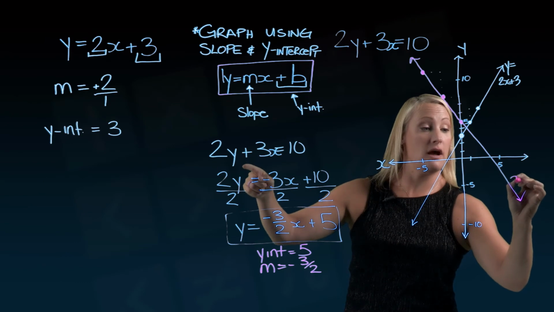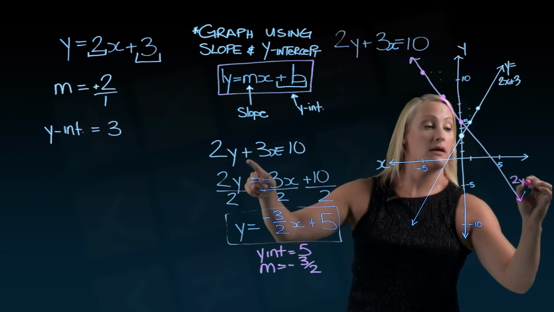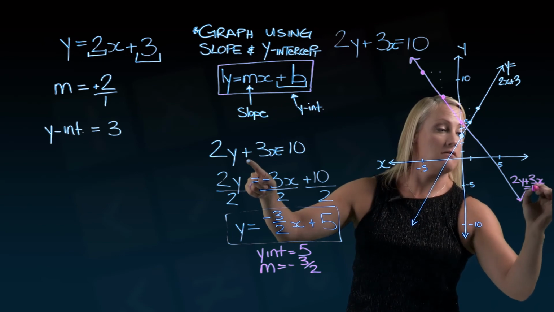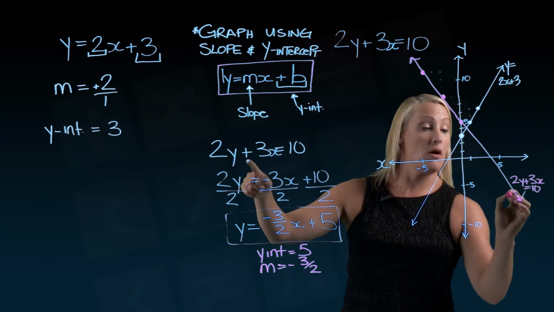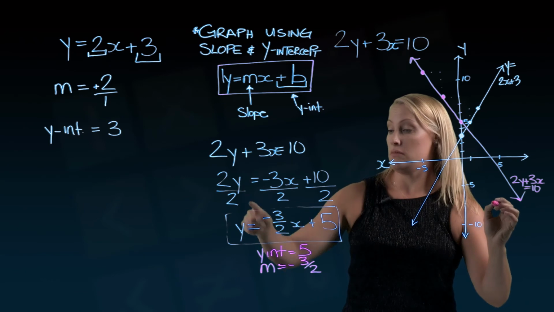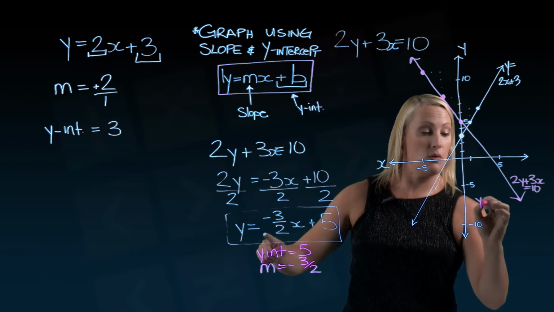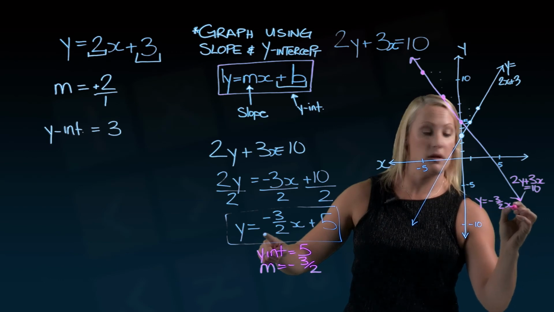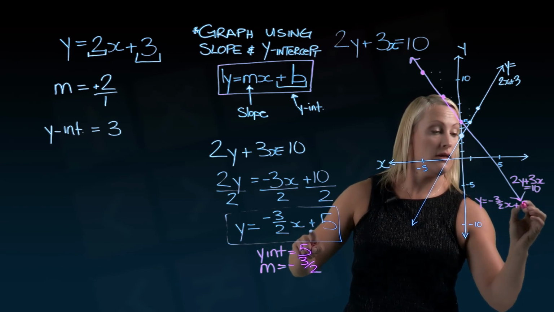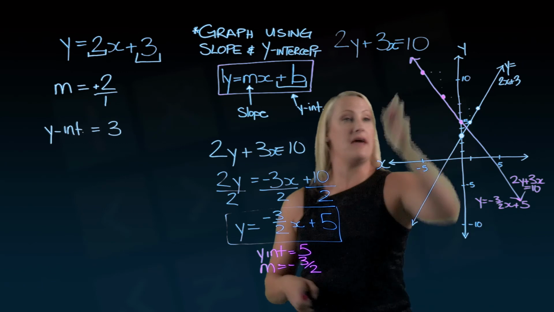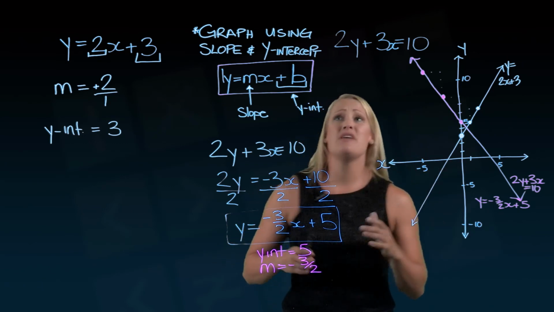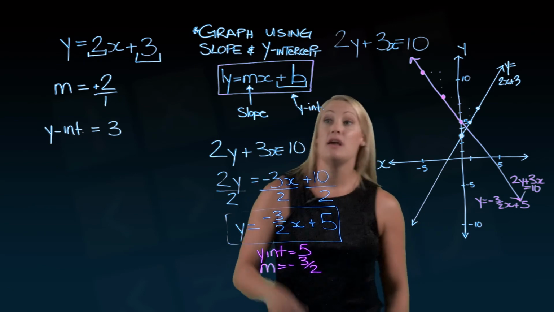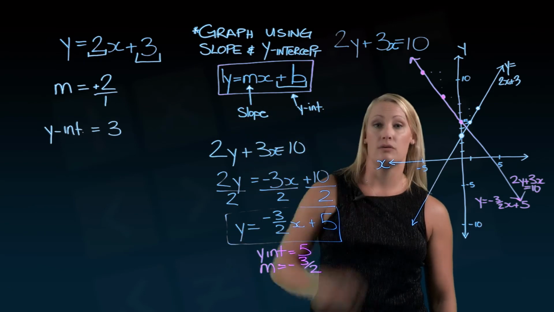I could call this line 2y plus 3x equals 10. Sorry about the squishiness. Or I could call this line what we changed it to. y equals -3 over 2 x plus 5. Both of those represent that pink line. So hopefully that makes it a little bit clearer on how to graph the equation of a line using slope and y-intercept.